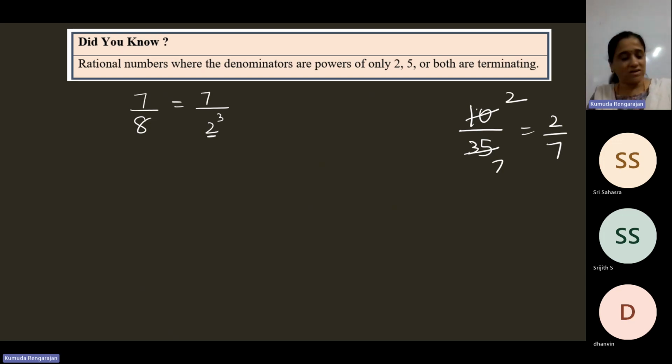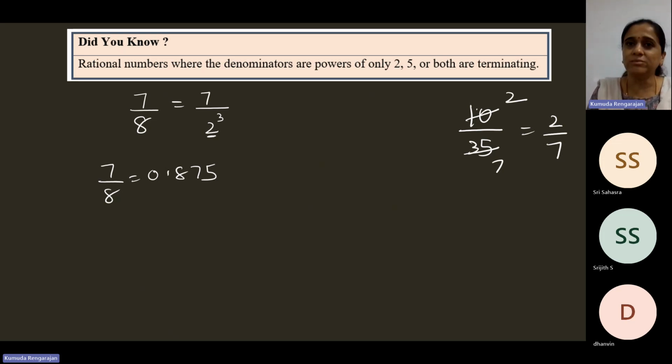Then 7 by 8 has a terminating decimal expansion. It is 0.875. See, what are we doing here? When you look at the rational number, you can say if it has a terminating decimal or not.